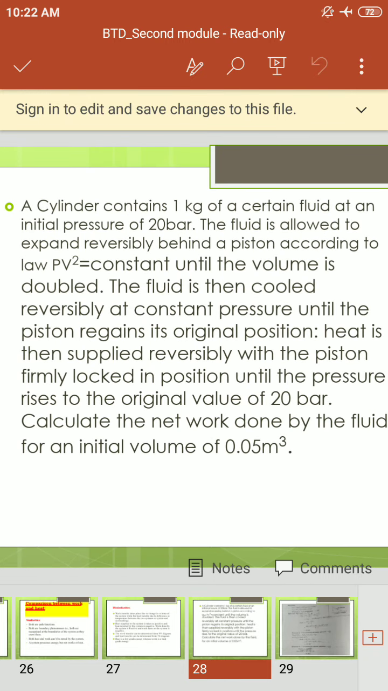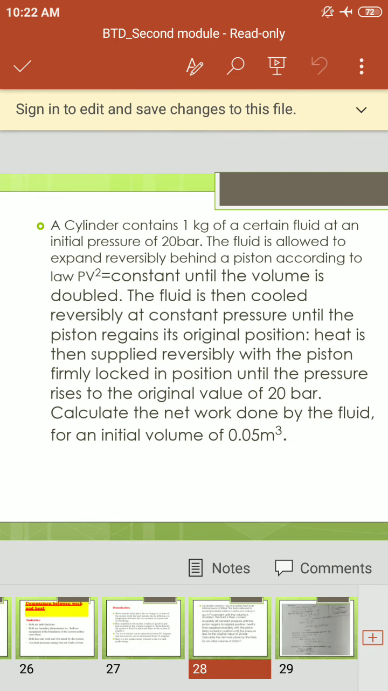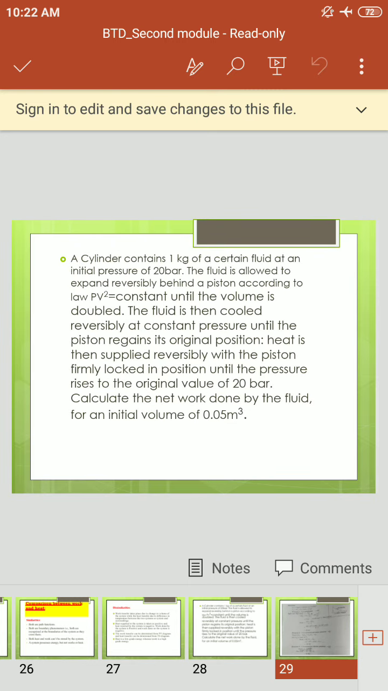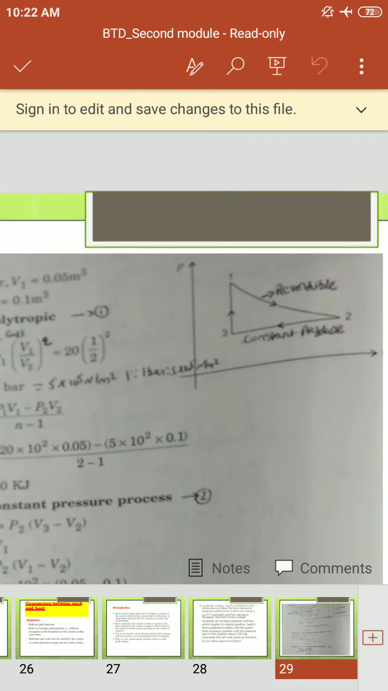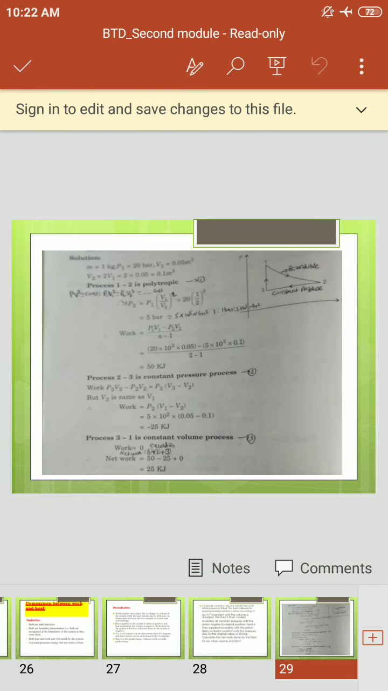Calculate the net work done by the fluid for an initial volume of 0.05 meter cube. Here you have to find the value of net work done. Net work done means what? What is the work done in each process? What is the work done in 1 to 2? What is the work done in 2 to 3? What is the work done in 3 to 1? Finally, you have to add all of them. Work done in 1 to 2 process plus work done in 2 to 3 process plus work done in 3 to 1 process. This is your net work done.